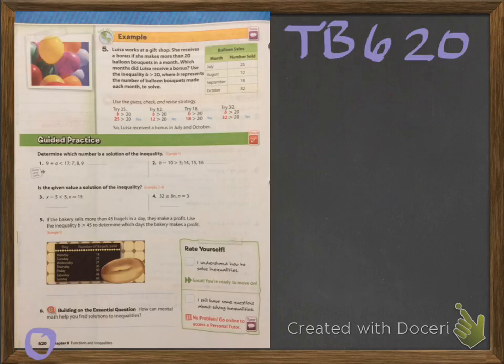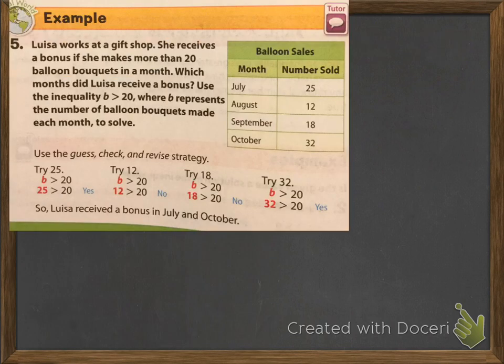Now we're looking at textbook page 620. You should see the balloons in the top left corner of the page. The problem says, Louisa works at a gift shop. She receives a bonus if she makes more than 20 balloon bouquets in a month. So I want you to stop and think for just 1 second. She has to make more than 20. So if she makes just 20, she doesn't get the bonus, okay? So just think about that as you're reading these problems.